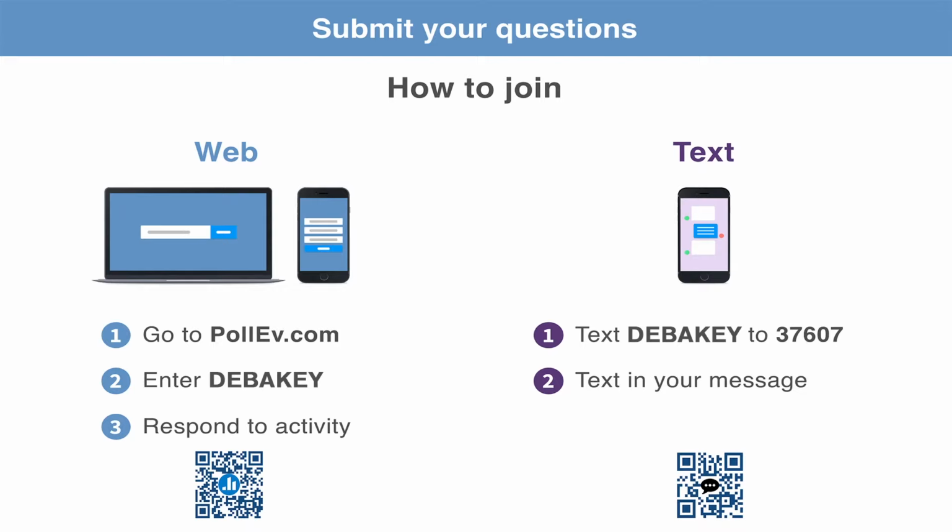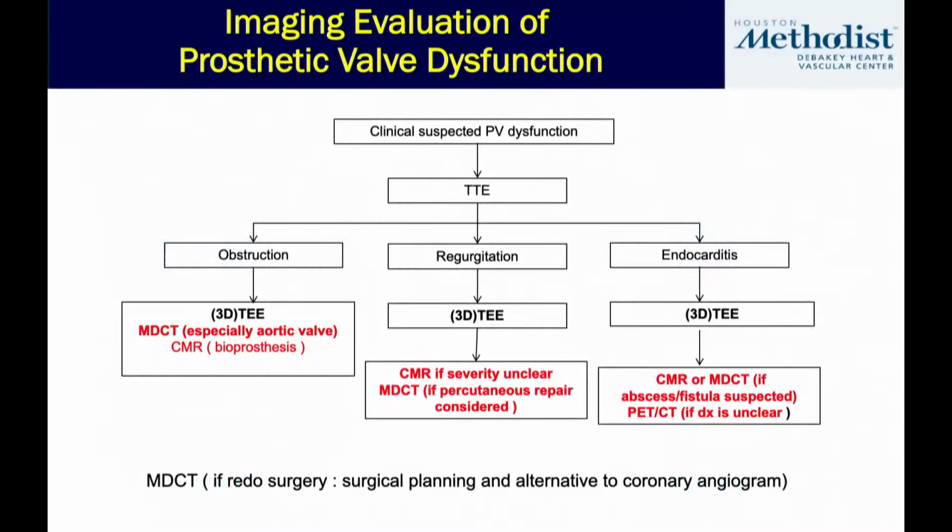While we're wrapping up, let me just go through the algorithm that Dr. Chang and I have proposed for when you use advanced imaging. So obviously you start off with echocardiography, and the transthoracic echo is going to be your first line modality. But in cases where you're concerned about obstruction, that's an area where either 3D TE could be useful, or CT could be useful, especially if you're wanting to assess for obstruction of the aortic valve.